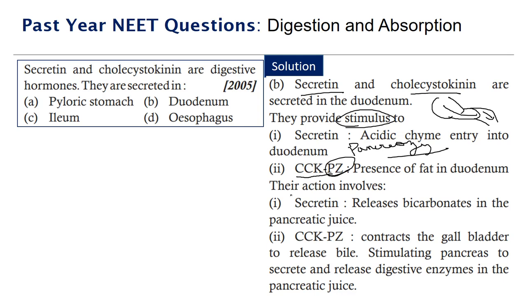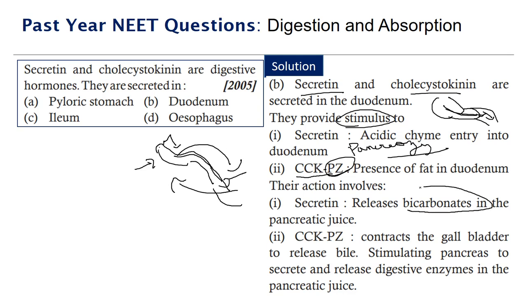The stimulus is the presence of fat in the duodenum. Okay, so as the chyme enters, there's going to be fat in the food. So this CCK generally causes the contraction of the gallbladder, so that when it contracts, the bile just pours out into the duodenum. We know bile acts on the fat, so when fat is present, the cells will automatically produce pancreozymin to compensate for more bile. What is their action? Secretin releases bicarbonates into the pancreatic juice. CCK contracts the gallbladder to release bile, stimulating the pancreas to secrete and release digestive enzymes into the pancreatic juice. So the answer is duodenum.